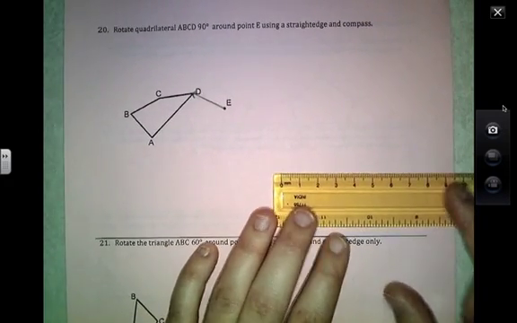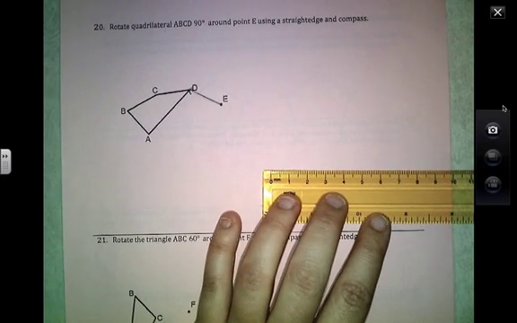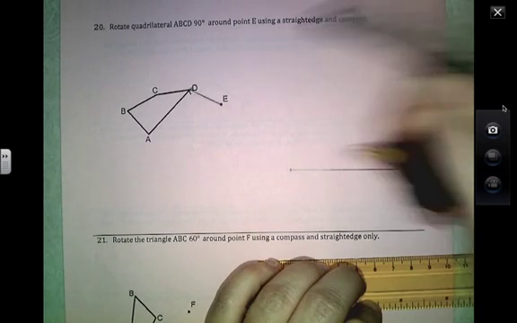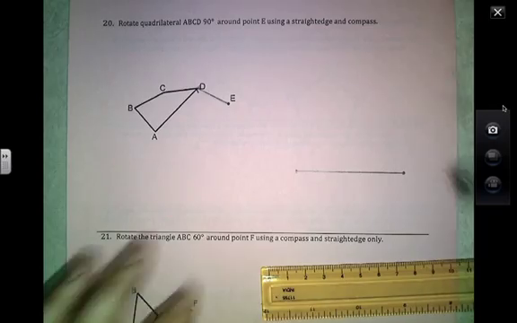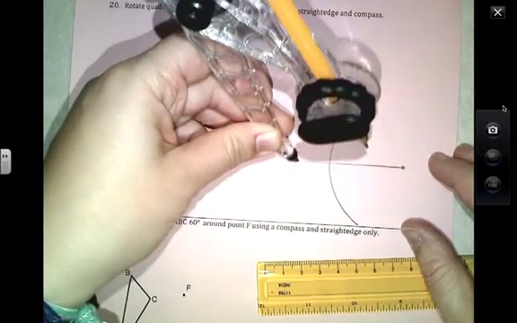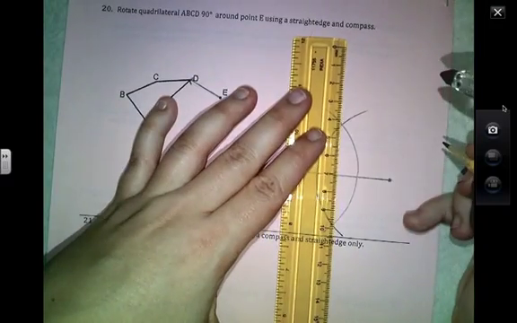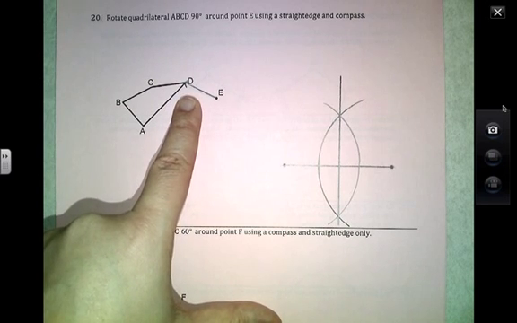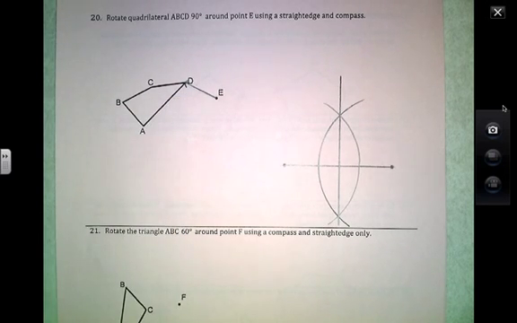Now, in order to rotate 90 degrees, we need a 90-degree angle. So I'm going to come on to the side of my paper here. I want to keep it out of the way of my rotation. I'm going to draw a segment, and I'm going to go ahead and bisect that segment. You have to construct a 90-degree angle. You cannot just draw something that looks like a 90-degree angle and call it good. Okay, so we're actually constructing a 90-degree angle by drawing a perpendicular bisector of a segment, and then we will be able to copy that 90-degree angle onto our figure over here. So we're going to do that next.